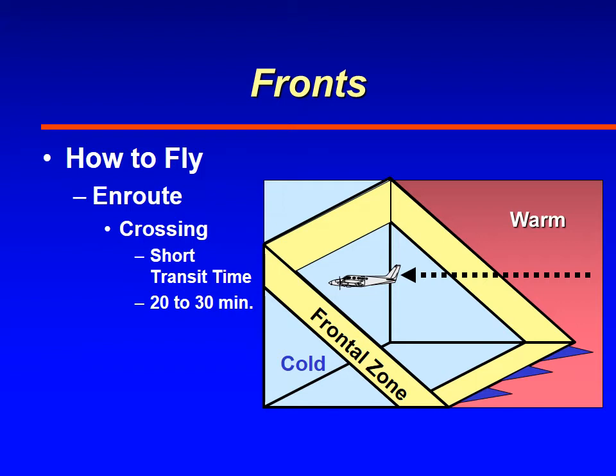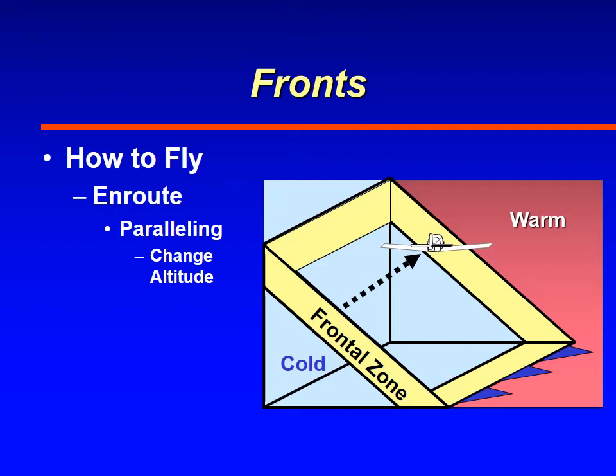So crossing the front, usually we are not too concerned with trying to avoid it. You're going to go through the front, you're going to get a shot of turbulence, and that's all you have to accept. But if you are paralleling the front, then you'll be in the frontal zone for a period of time if you're getting turbulence. So it would behoove you to change altitudes to get out of the frontal zone and into smoother air. And usually all it takes is 2,000 feet or 3,000 feet to get out of the turbulence. Usually less, but that's a safe bet, 2,000 or 3,000 feet.